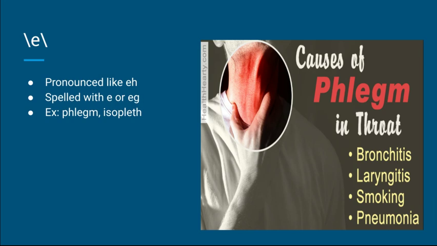Next, we have the eh sound. The eh sound can be spelled with either e or eg. For example, phlegm, in which case it's spelled eg, or isopleth, in which case it's spelled with an e.